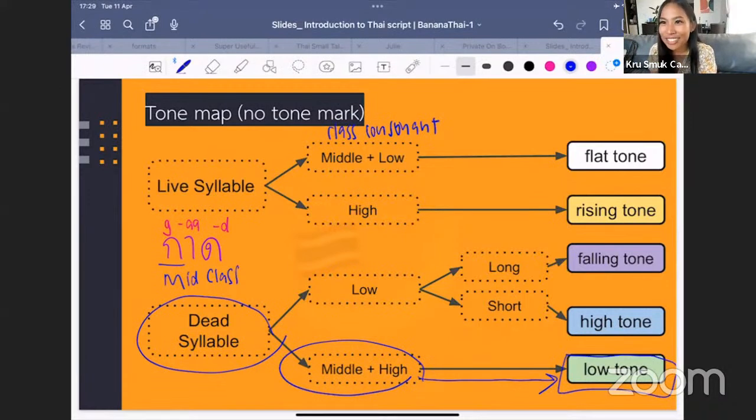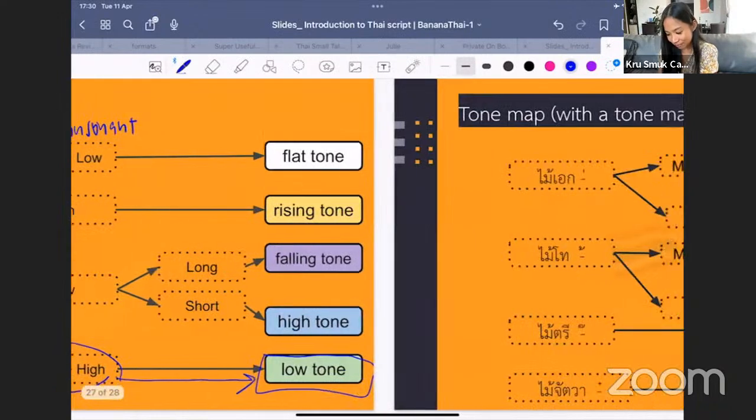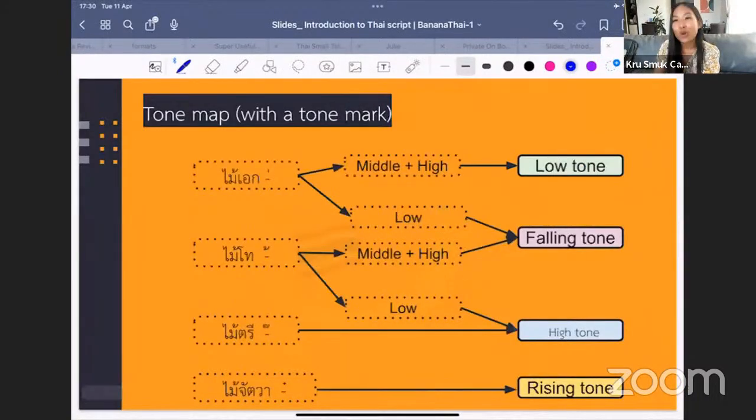Is it difficult? It is not difficult to figure out a tone, but it is challenging to learn all of the different elements in order to figure out the tone. Okay, so this one, with tone mark, of course.